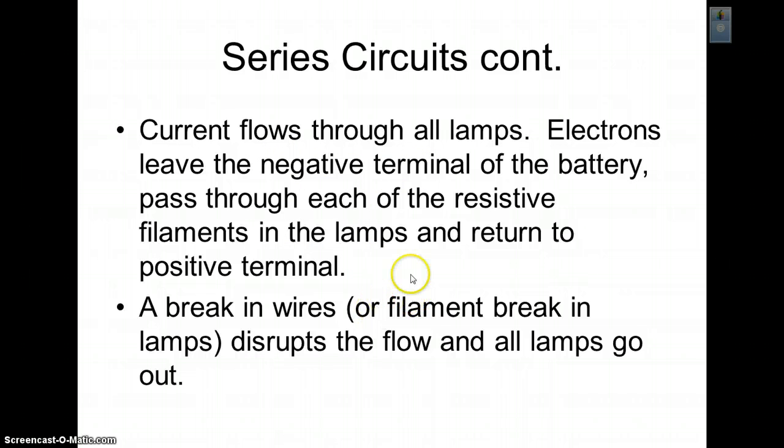So when Christmas lights first came out, they were in series circuit, so if one of the bulbs went out, the whole line went out. They're made differently now, but if you ever watched Christmas Vacation, you had to check each one of those bulbs because they were in series.